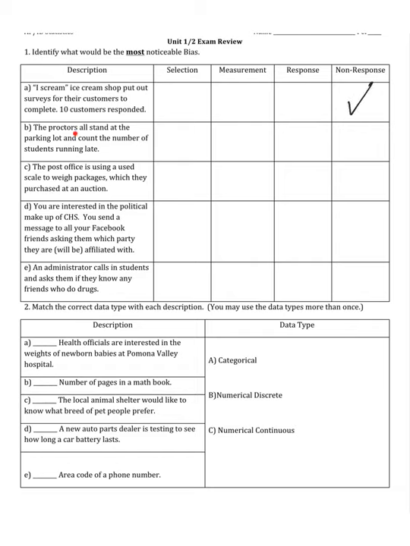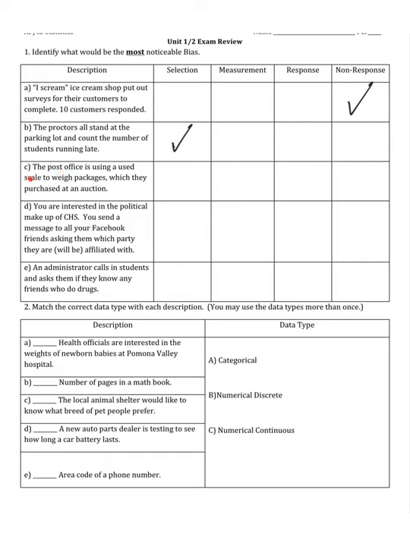All right, the proctors all stand at the parking lot and count the number of students running late. Okay, well, this is going to be selection bias because they're only standing in one location. And what about the students running late from somewhere else, another location?